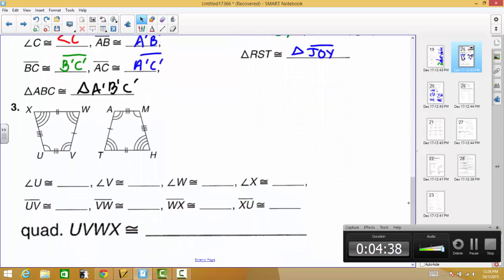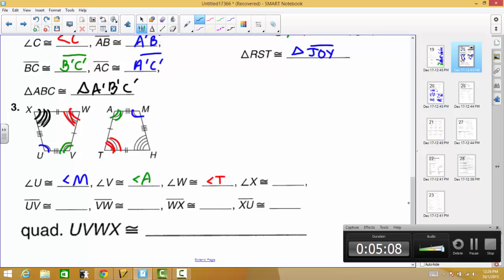Okay, so now we have a quadrilateral. Angle U, looking for the 1 mark, congruent to angle M. Angle V, 2 marks, congruent to angle A. Angle W, 3 marks, is congruent to angle T. Angle X, 4 marks, is congruent to angle H.